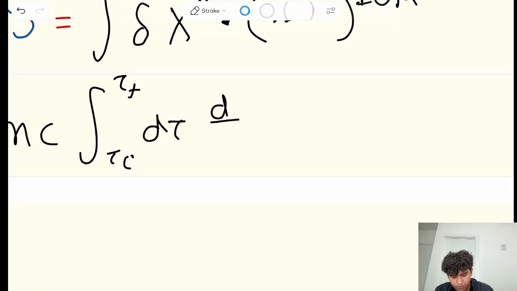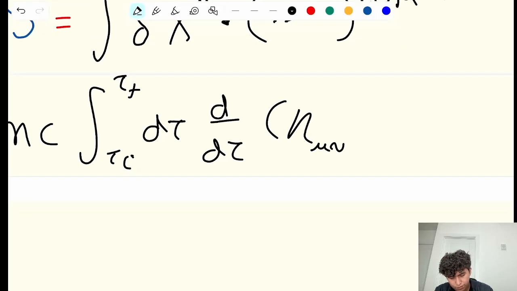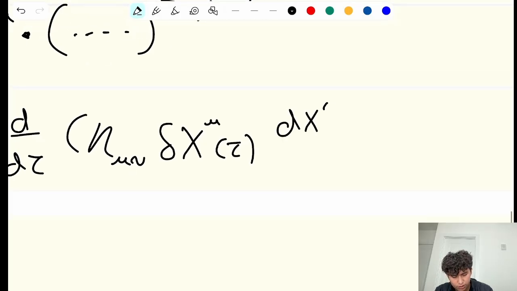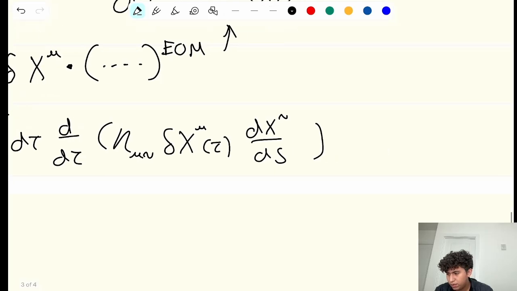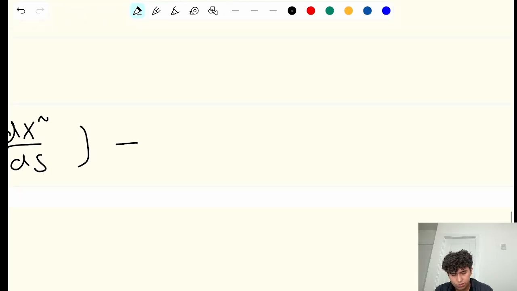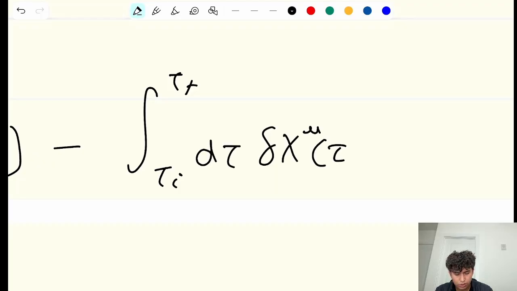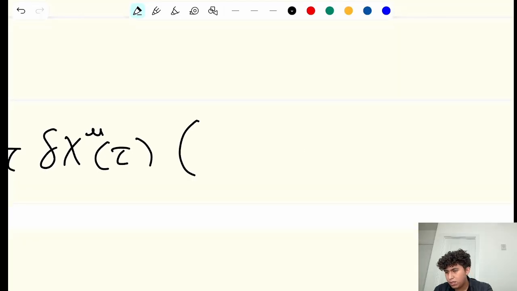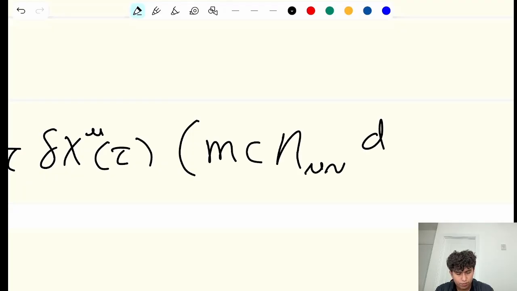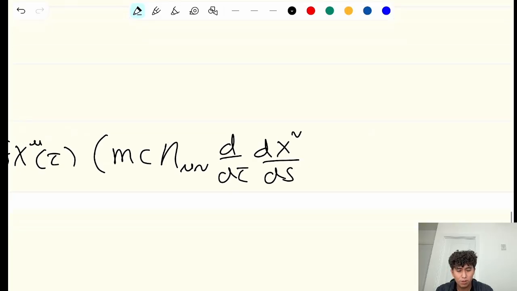d tau, delta x nu, dx nu ds, minus, and here's the minus, the stuff they have, d tau, delta x nu, and here's m c and nu. There's a bunch of stuff. I might put this as homework, or maybe not.